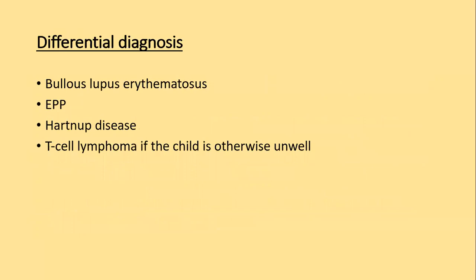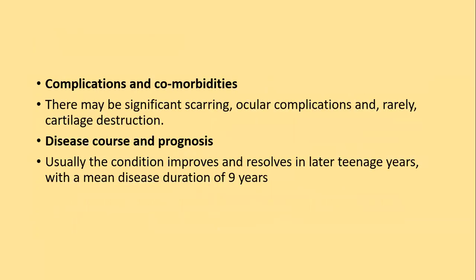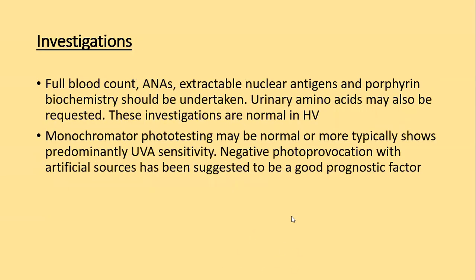Differential diagnoses include bullous lupus erythematosus, EPP, Hartnup disease, and T-cell lymphoma if the child is otherwise unwell. Complications and comorbidity: there can be significant scarring, ocular complications, and rarely cartilage destruction. Disease course and prognosis: usually the condition improves and resolves in later teenage years, with a mean duration of disease of 9 years. Investigation: full blood count, anti-nuclear antibody, extractable nuclear antigens, and porphyrin biochemistry should be undertaken.